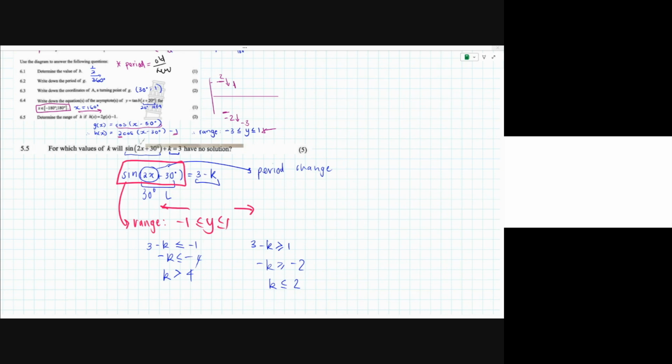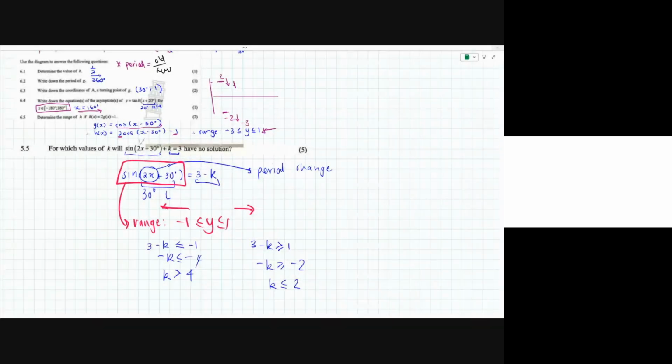Okay, Lorato, sorry, I just had a moment. Yeah. Ma'am, can you hear me, ma'am? Ma'am, is there a reason why for the first one it's k is more than 4 but not equal to 4? Oh, sorry. No, I just forgot the equal. Oh, okay.